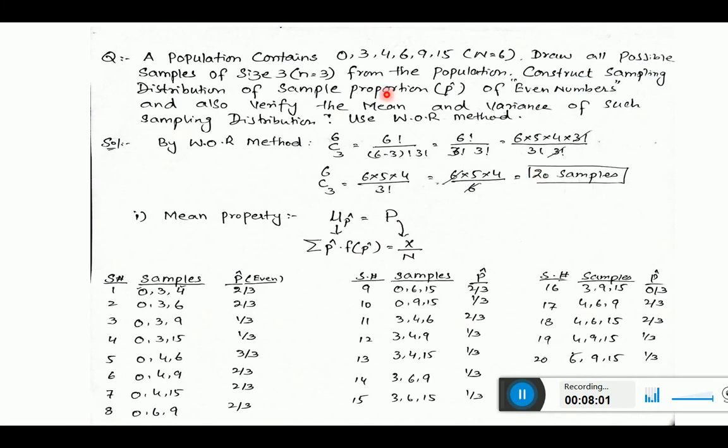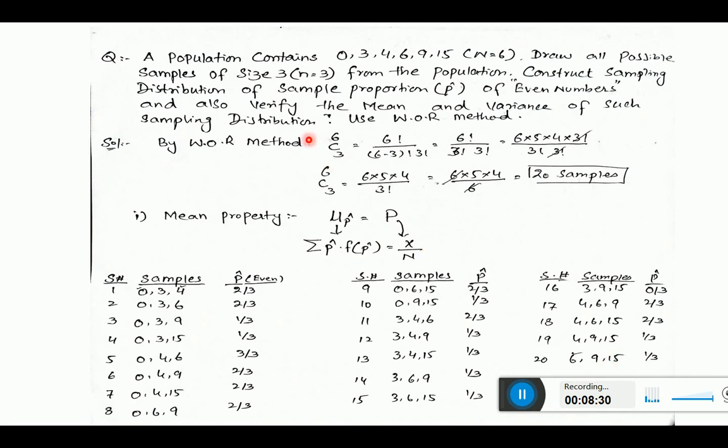It means when you have 6 values in the population, 0, 3, 4, 6, 9, 12, and you want to calculate the samples of size 3, there will be a total of 20 samples. Now let's list the 20 samples: 0, 3, 4, then 0, 3, 6, then 0, 3, 9, 0, 3, 12, 0, 4, 6, up to the 20th and last sample, 6, 9, 12. That is the total 20 samples.